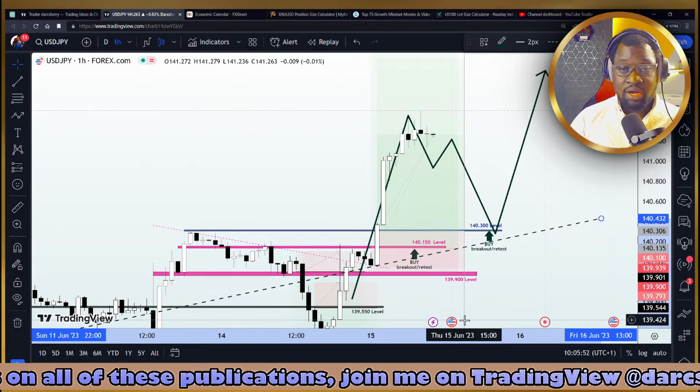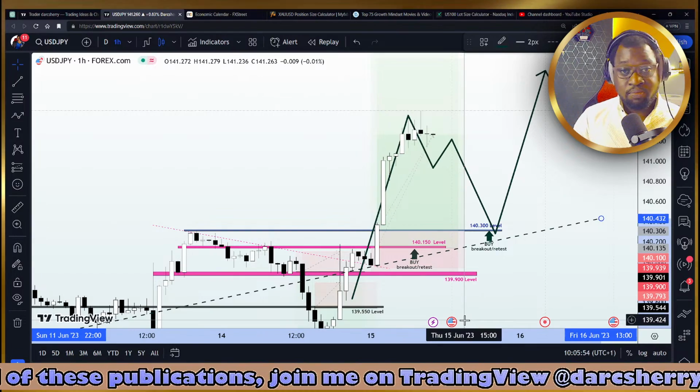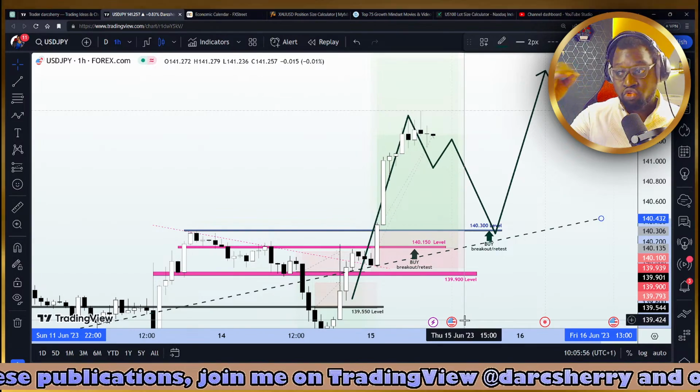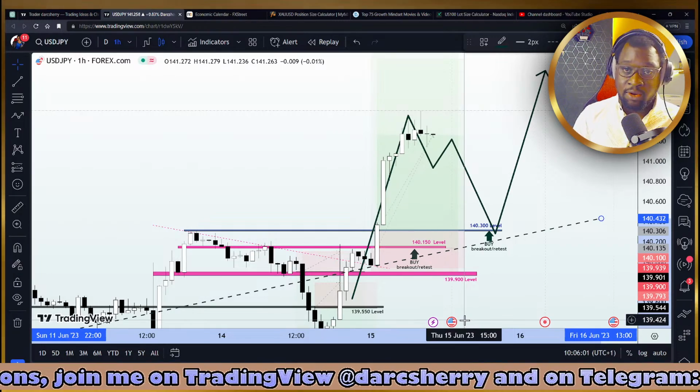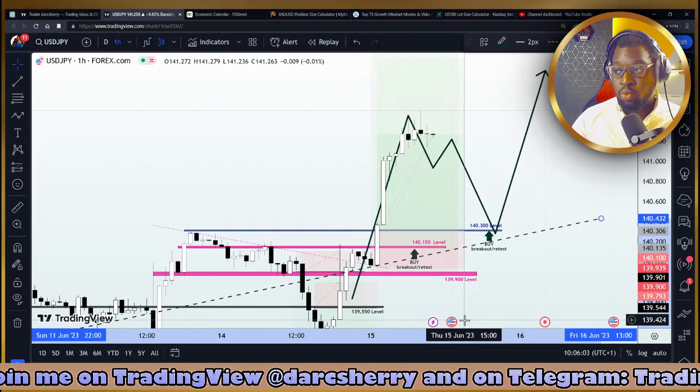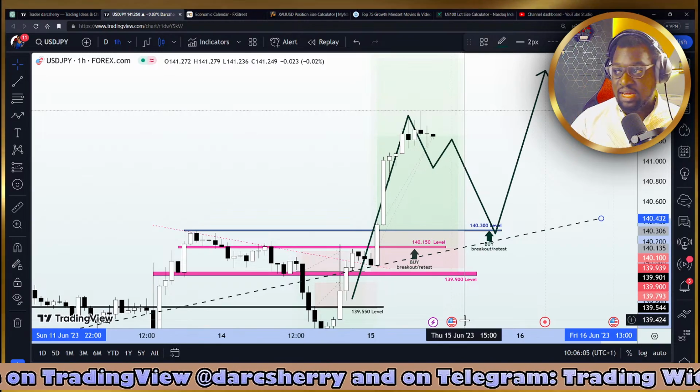So one of the scenarios we are going to be looking out for is the possibility that price action could retrace back into the zone that it was broken out of during the early hours of today to incite another wave of bullish momentum. So that is one scenario there.